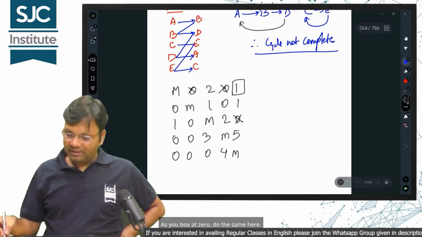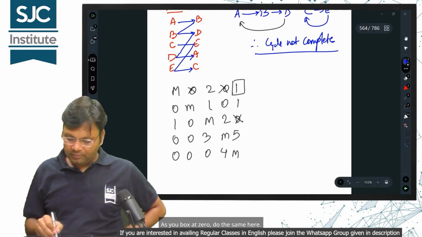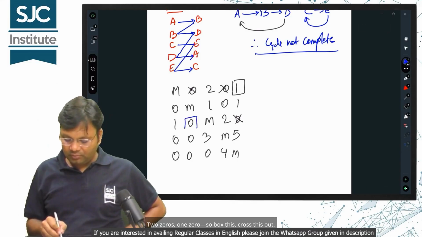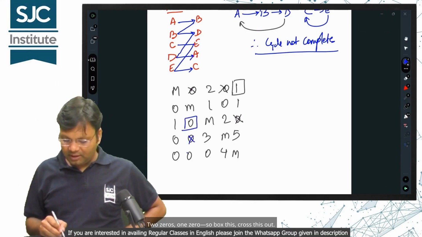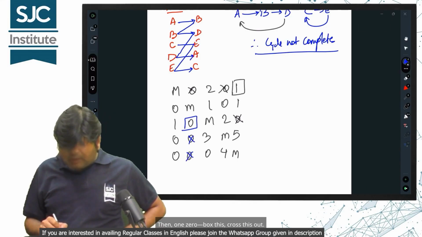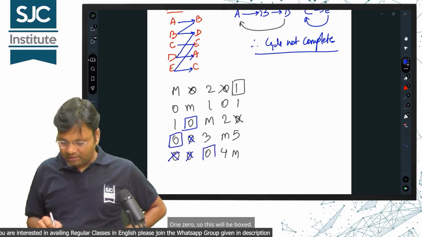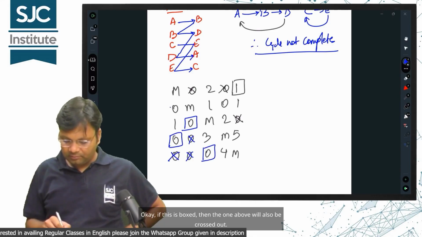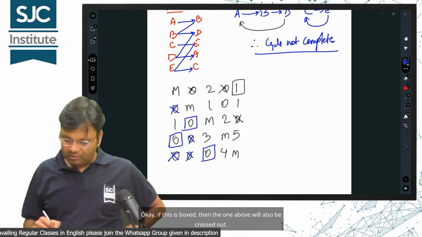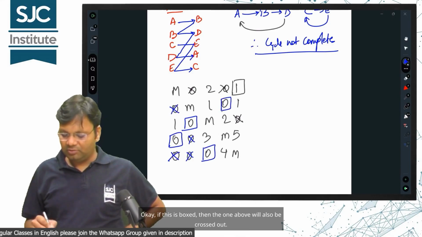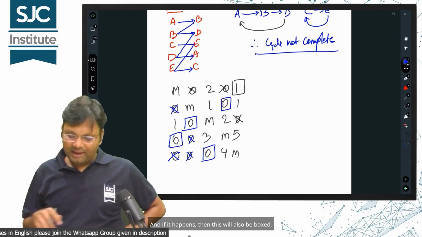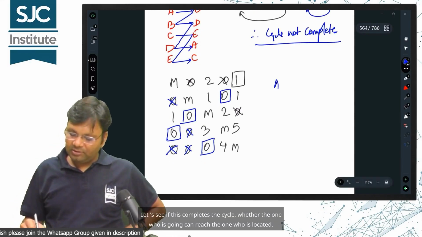As you box at 0, do the same here. 2 zeros, 1 0, so box this, cross this out. Then 1 0, box this, cross this out. 1 0, so this will be boxed. Okay, if this is boxed, then the one above will also be crossed out. And if it happens, then this will also be boxed.